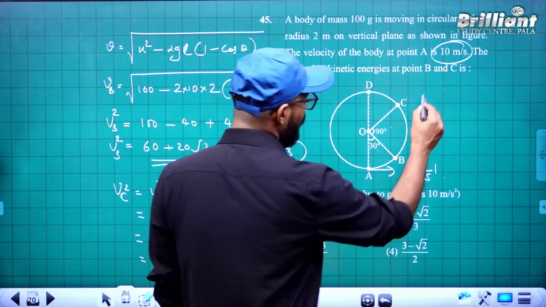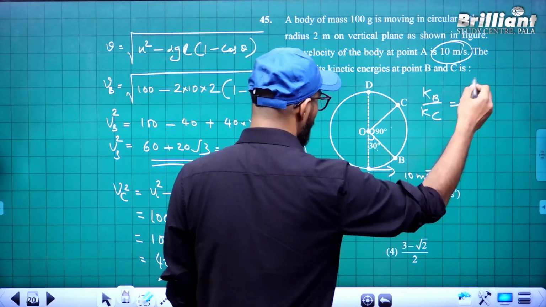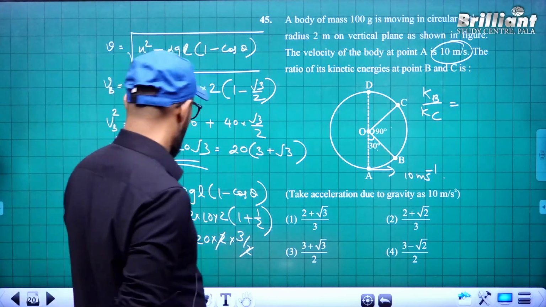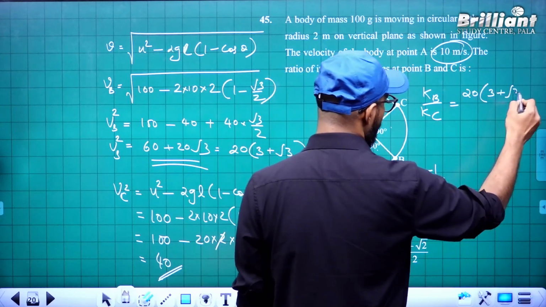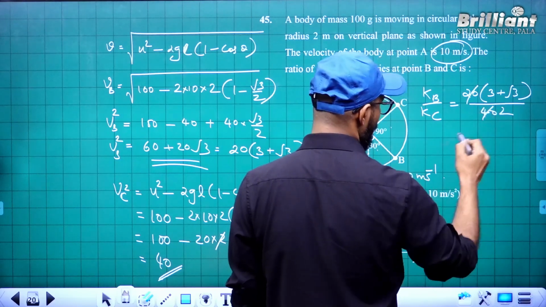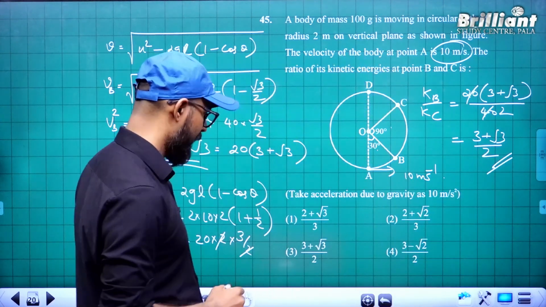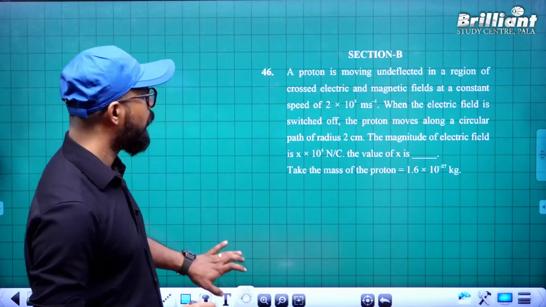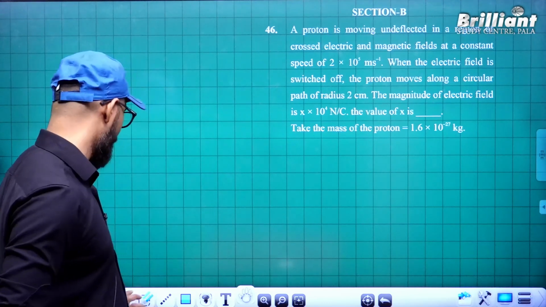So let's take the ratio. The ratio of the kinetic energy at point B to the kinetic energy at point C is equal to half m, which gets cancelled, VB square over VC square. That is going to be 20 into 3 plus root 3 divided by 40. That is equal to, the answer is 3 plus root 3 divided by 2. Option 3. Clear? A proton is moving undeflected in a region of crossed electric and magnetic field.